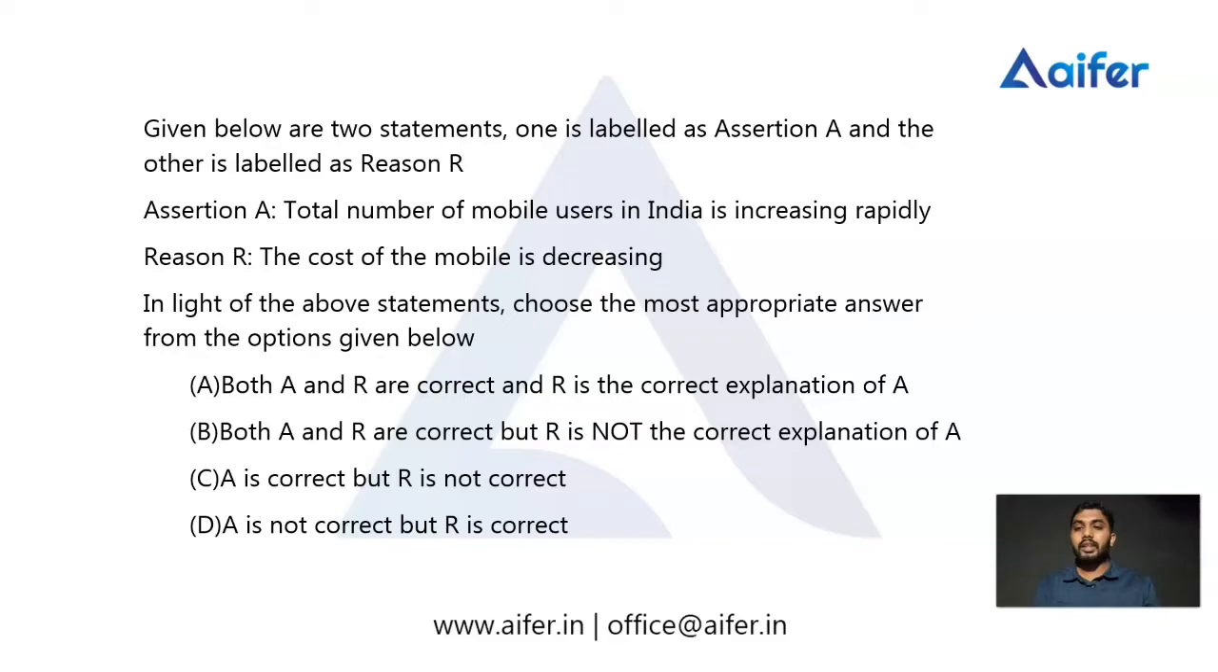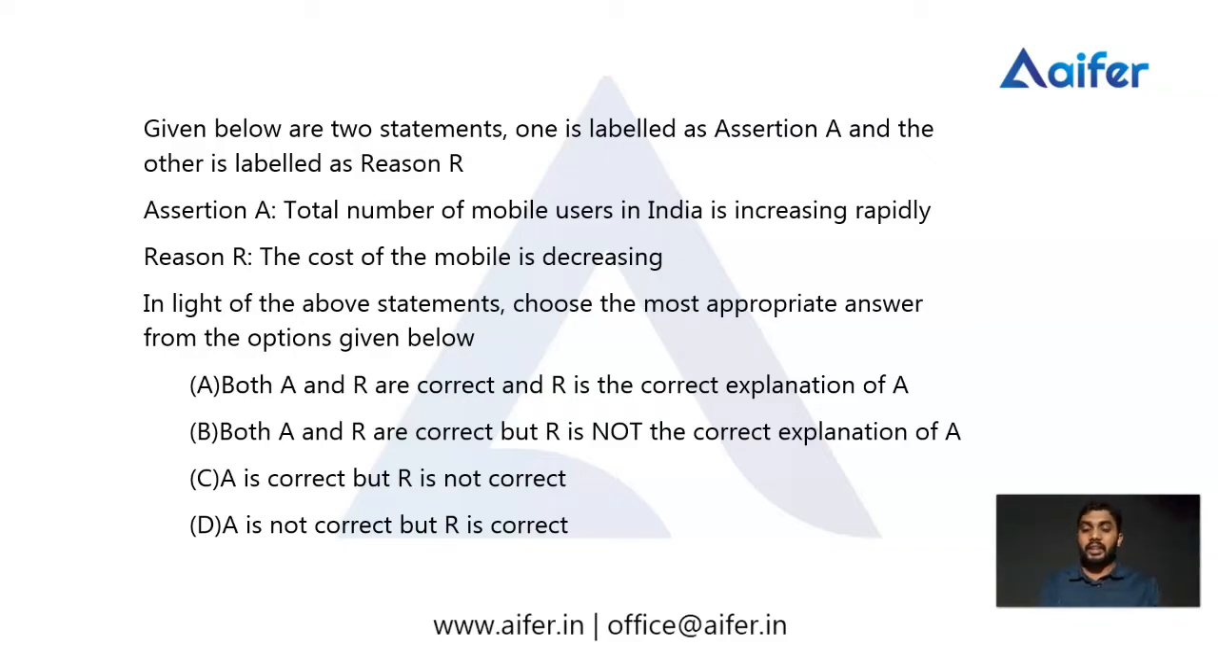In this question, we can see that we have been given two statements, assertion and reason. And again, we have four options. In the light of the above statements, we have to select the most appropriate answer from these given options. So let's read the question. First of all, we have to read the assertion. Total number of mobile users in India is increasing rapidly.